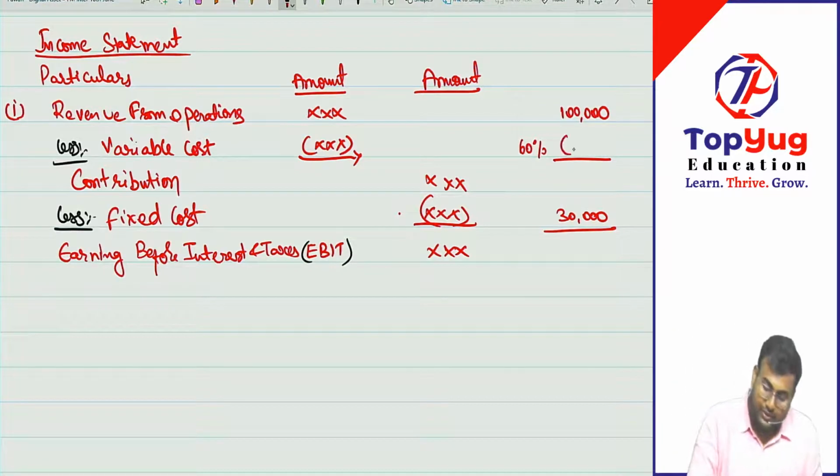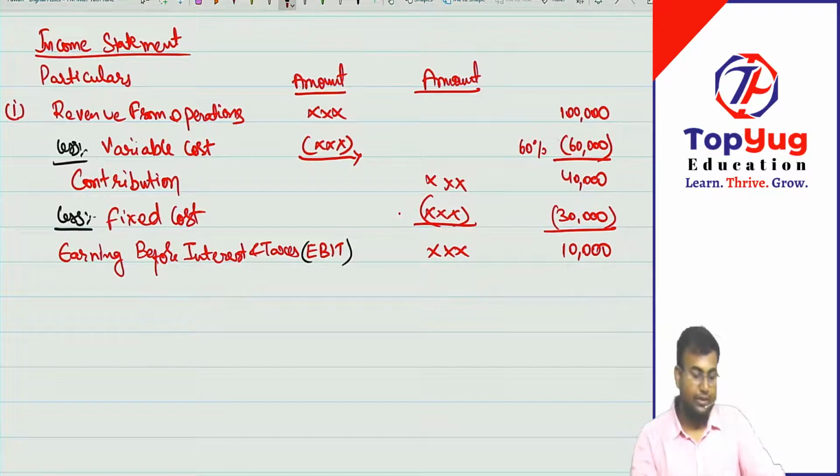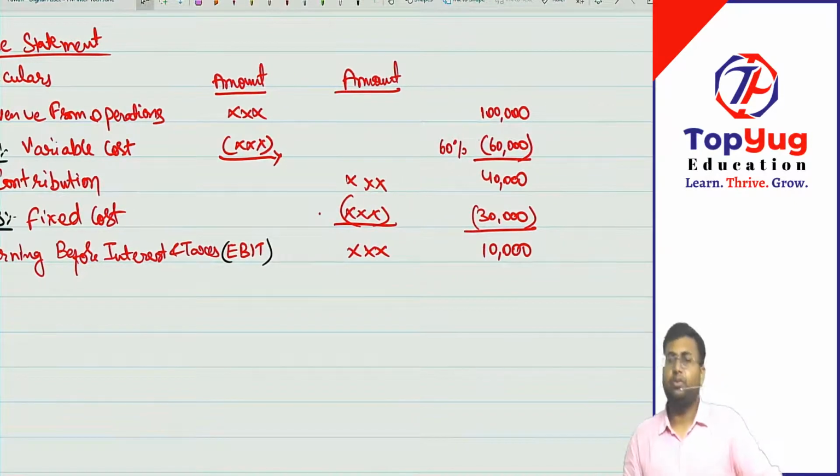Please calculate. 60% of sales, that is 60,000. I get a contribution of 40,000. Then I get an EBIT of 10,000. Right? Yes. So what was happening?